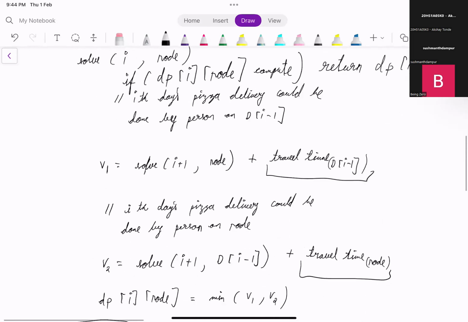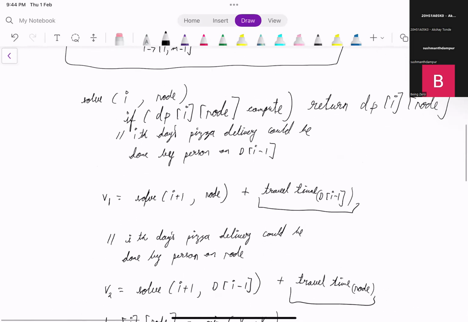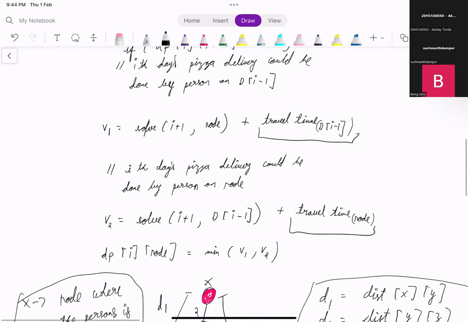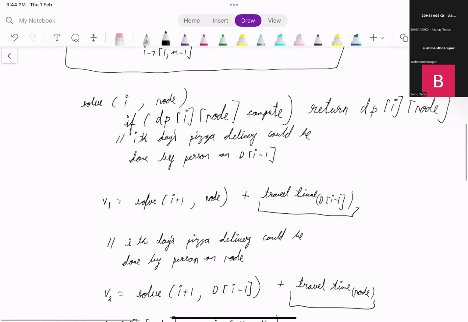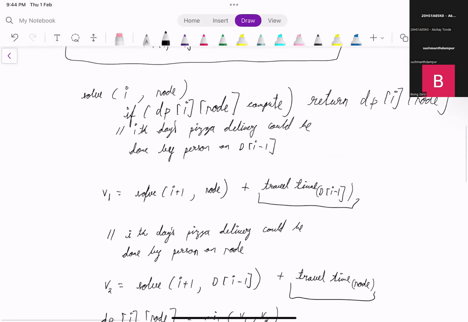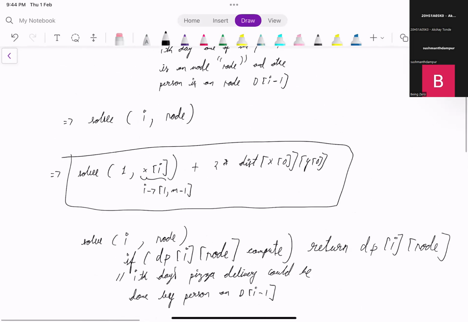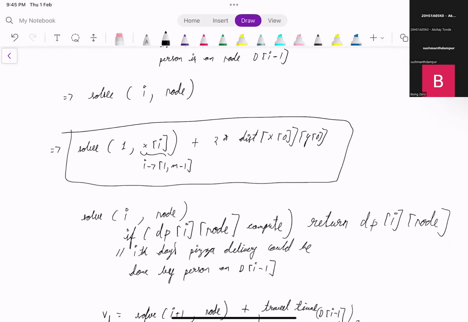Because we are memorizing them, though the transitions look like 2 power n, they are not actually exponential. The number of transitions will be n into m only, because the DP size is n plus 1 into m, and in the worst case we'll memorize every state in the DP.